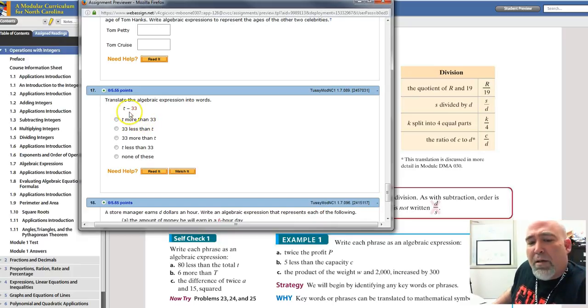I don't think more than is a subtraction. 33 less than t. 33 more than t, it's not that one. T less than 33. So I'm feeling like it's either this one or this one. And again, less than and subtracted from are backwards. So that should help you figure that one out.